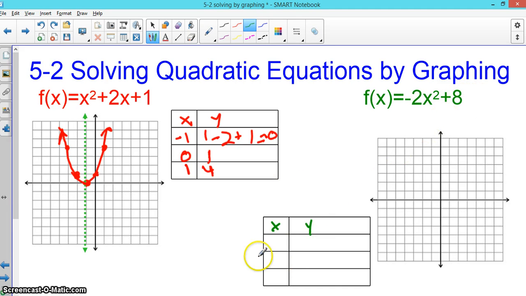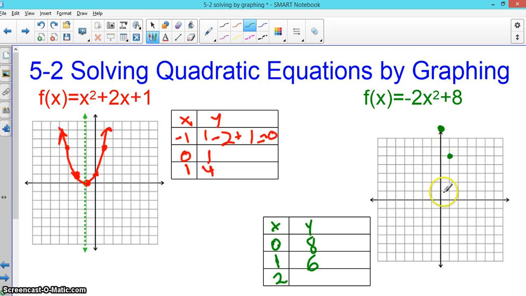So the vertex is going to be at 0. And so I'm just going to pick 1 and 2, because those are easy to plug in. So for the vertex, I go negative 2 times 0 squared plus 8. Oh, that's 8. So 1, 2, 3, 4, 5, 6. Oh, it's a little off the charts. So there's 8. So 0, 8. Okay, I plug in 1. Negative 2 times 1 squared is negative 2 plus 8 is 6. So 1, 6. And then you have the mirror image point.